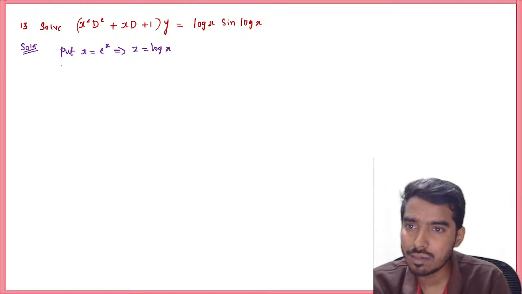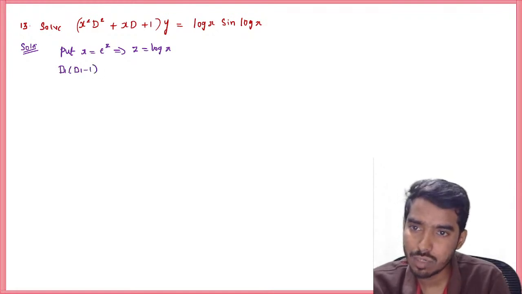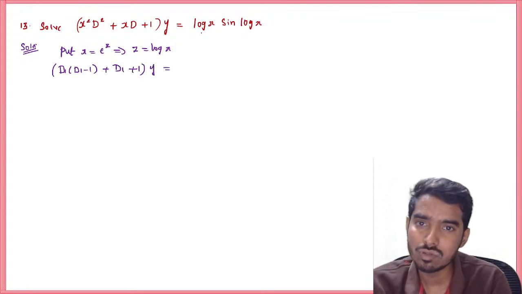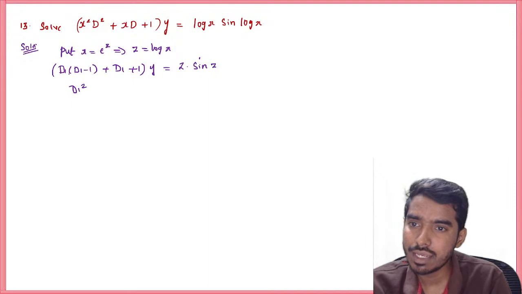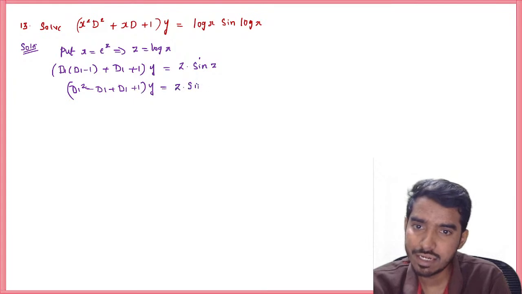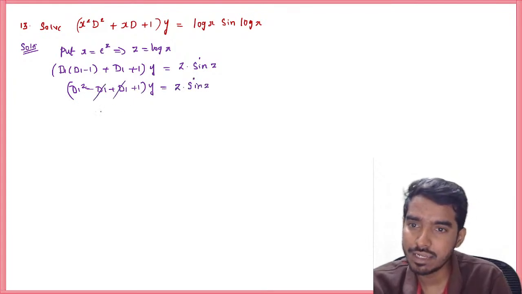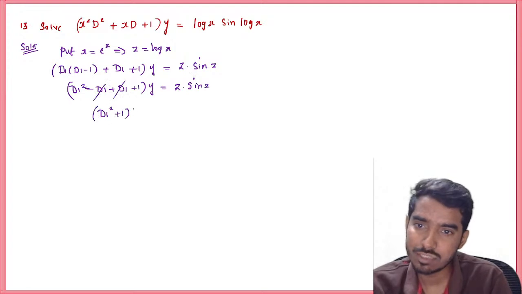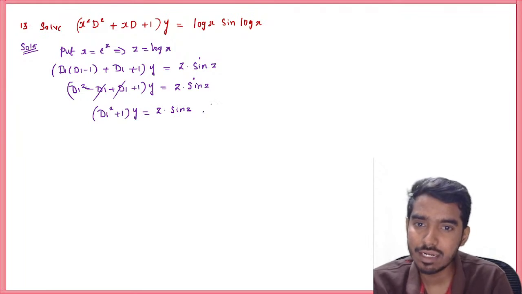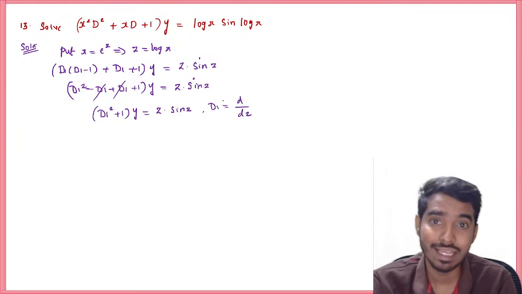So this will become D1 into D1 minus 1, x D is D1 plus 1 of y. So z is log x, will be z sin z, right? So this is D1 squared. So minus D1 plus D1 will be 0, right? D1 squared minus D1 plus D1 plus 1 of y is equal to z into sin z. This will get cancelled. So we will have D1 squared plus 1 of y is equal to z into sin z. So this D is d by dz. This D, sorry, D is d by dx, D1 is d by dz.